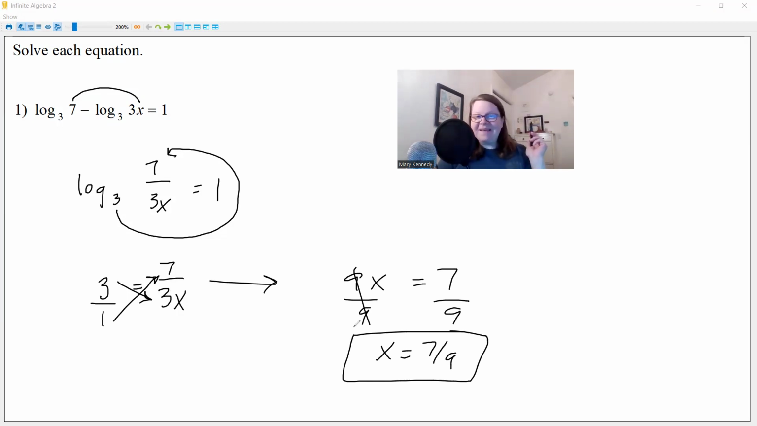So if you need to see more on condensing logs, that's what you're looking for. That's that first step there. That's what we were doing, was condensing it, and then we were rewriting the equation in exponential form.